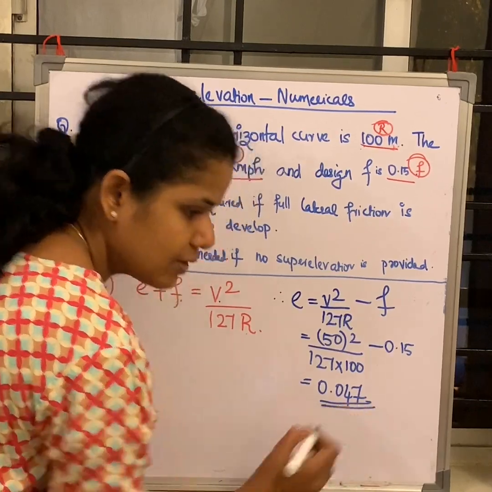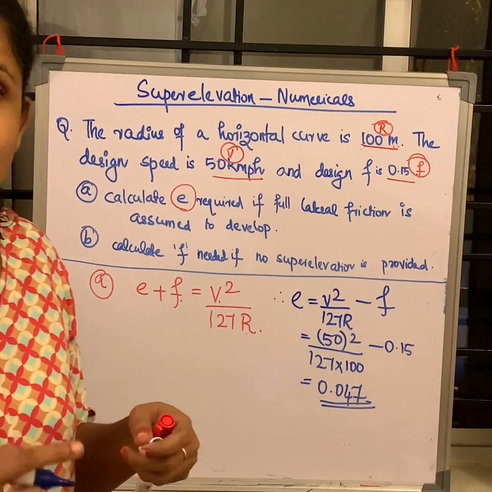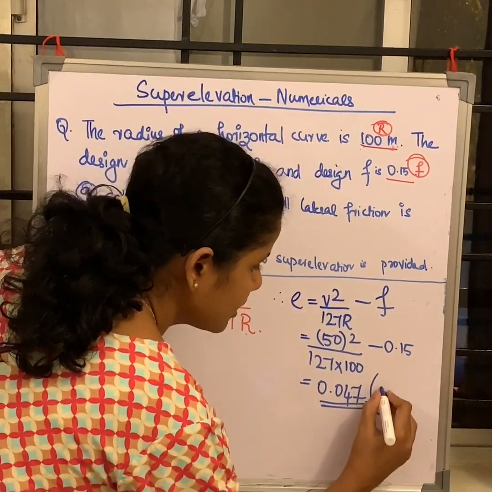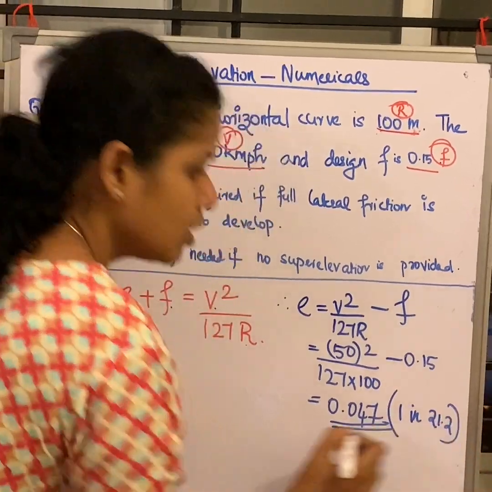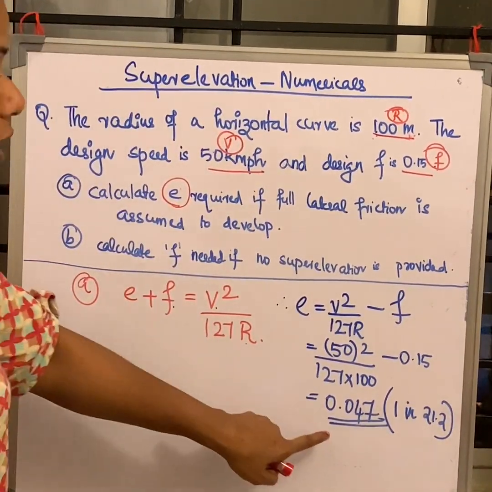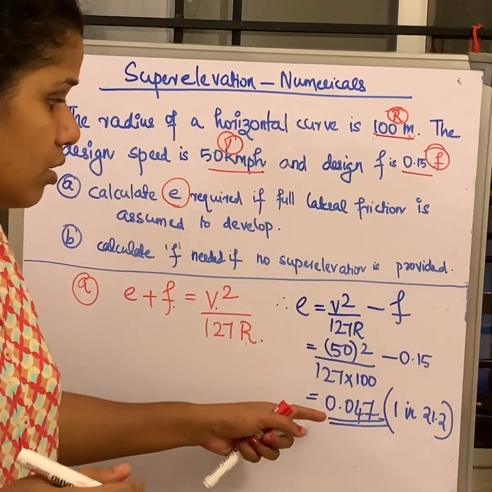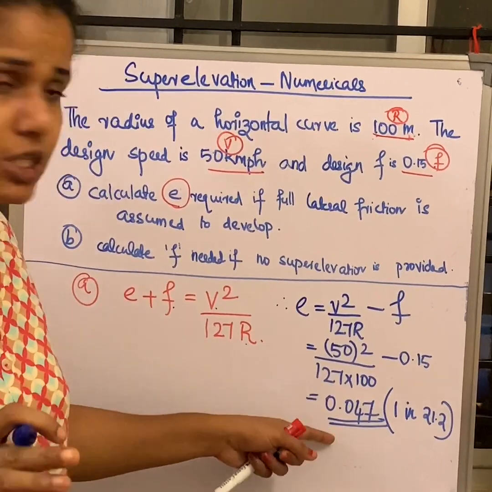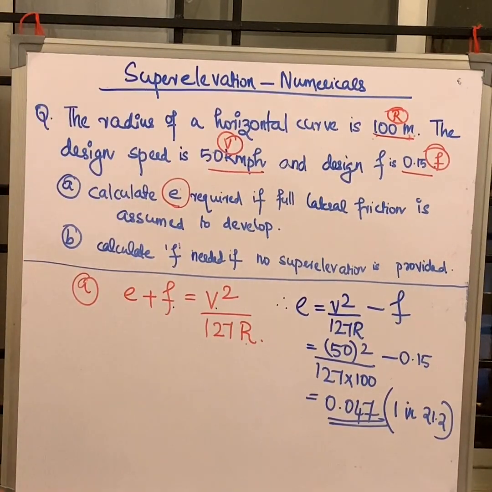0.047. Super elevation is 0.047. Whoever wishes to express it as one vertical to n horizontal ratio, you can write this as 1 in 21.2. So you need a super elevation value of 0.047. Just recall, we said the maximum limiting value is 7%, and compared to that it is less, it is coming to 4%. So that is the first part.